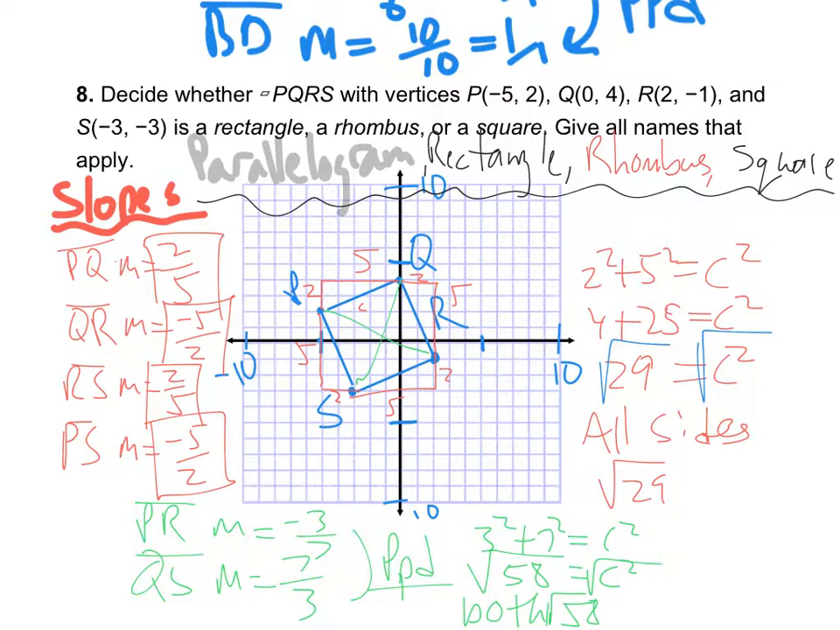That means the diagonals are congruent, which means it's a rectangle. Perpendicular diagonals means it's a rhombus, and congruent diagonals means it's a rectangle. So it's a rectangle and it's a rhombus. That has to be a square. So there are all kinds of ways to show that it's a parallelogram, rectangle, rhombus, and a square. Choose your favorite way and prove that these things are true. All right, go for it.